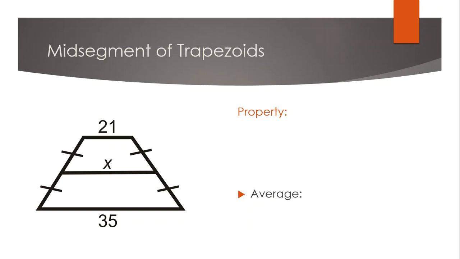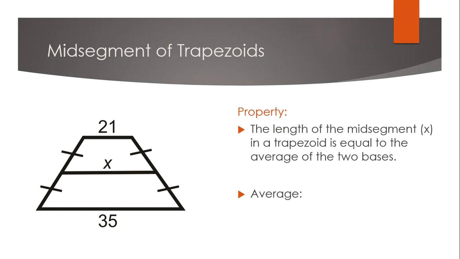Another type of segment you may need to solve for is the mid-segment of a trapezoid. Trapezoids are kind of unique because they have a mid-segment, and we've learned about mid-segments within triangles. This is different than within triangles. The property states that the length of the mid-segment, so x in the figure, is equal to the average of the two bases. Remember, when we find the average of something, we add all the numbers up and then divide by how many numbers we added. In this case, we're adding 2 numbers, so we'll be dividing by 2.